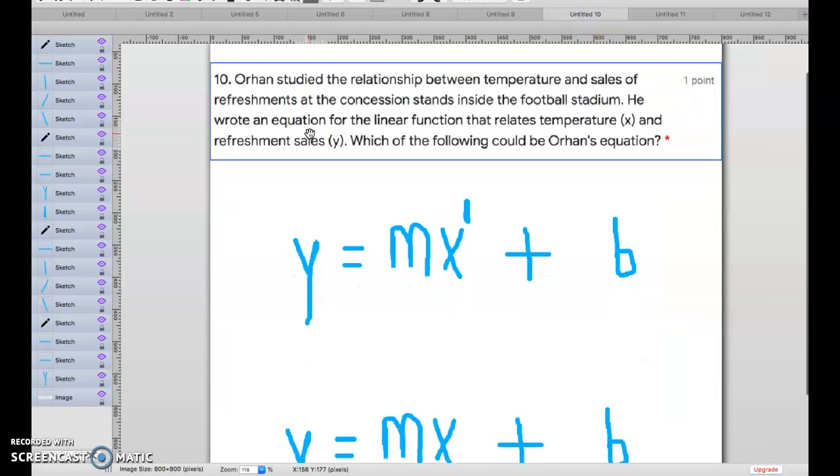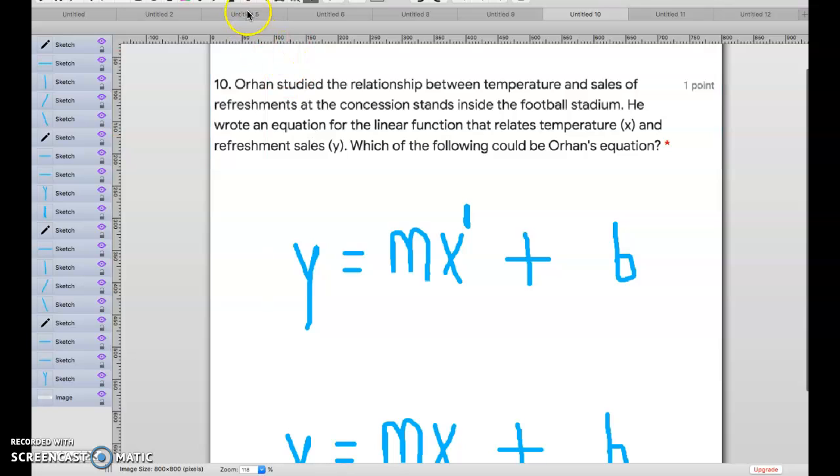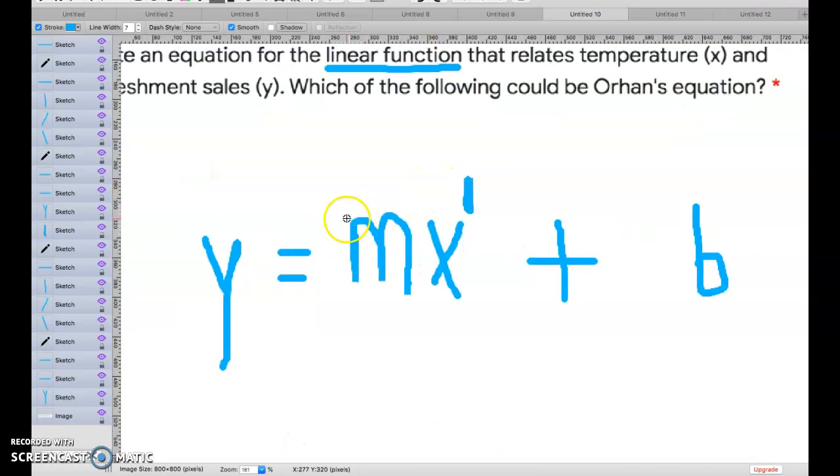Problem 10. This problem is basically saying that the situation is going to be a linear function. And if you don't realize the word linear is there, then you would have some problems. So linear function basically means y equals mx to the power of 1 plus b. So it means that your exponent on the x is just a 1.